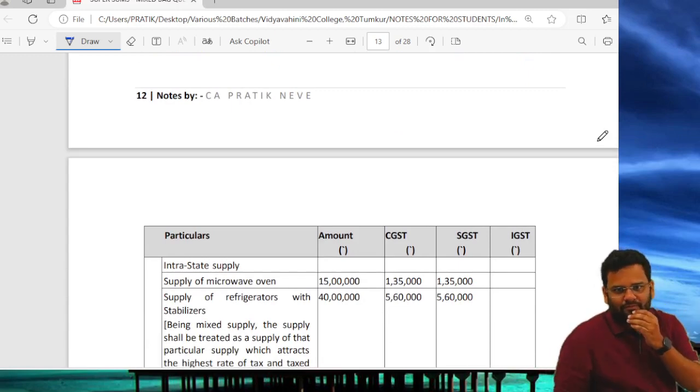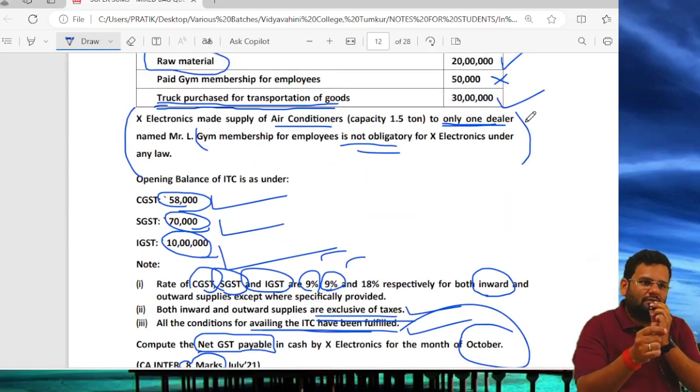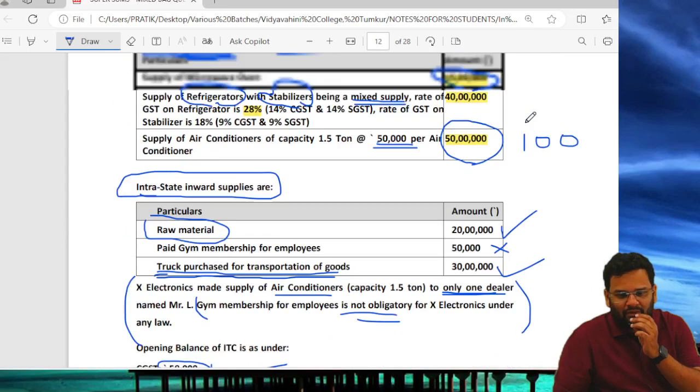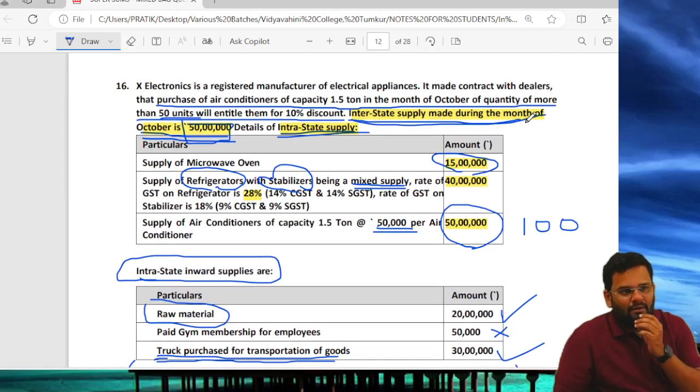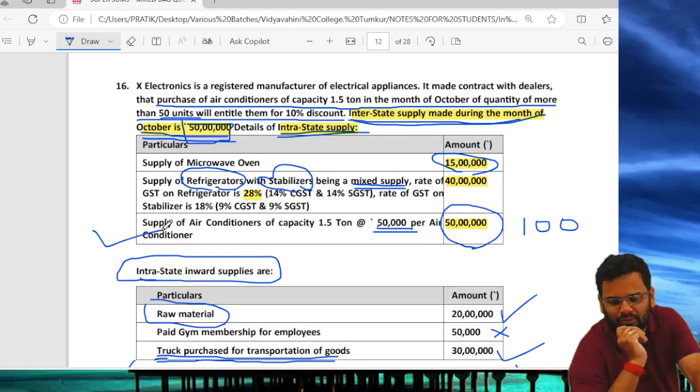First note. I will just give you a hint for what you have to write in the notes. First note, discount is excluded as per Section 15(3) while computing assessable value.